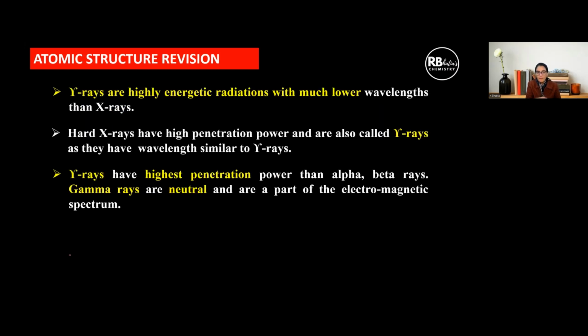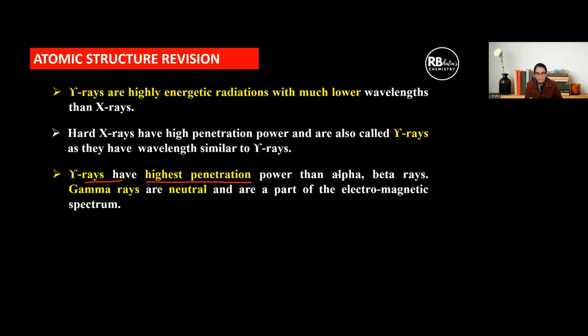So next we have gamma rays. Gamma rays are high energy radiations with lower wavelengths than X-rays. Much lower wavelengths than X-rays, and hard X-rays have high penetration power and are also called gamma rays. They have wavelengths similar to gamma rays. And then the important point we have here is gamma rays have the highest penetration power.